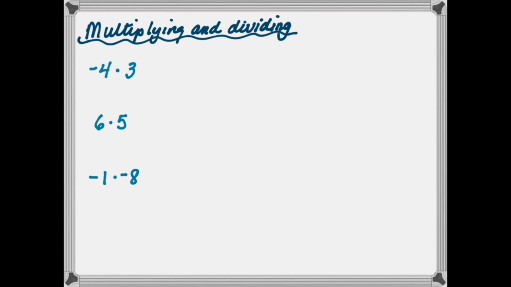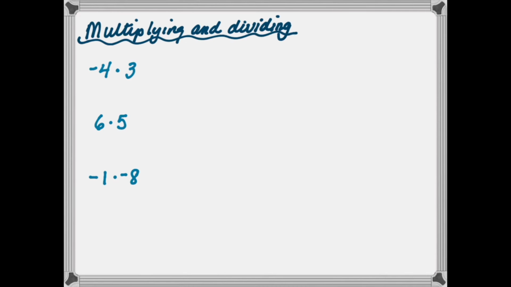The next thing we have to think about is multiplying and dividing numbers that have a mix of positive and negative signs attached to them. If we look at the first problem here, we have negative 4 times positive 3. I can see that that 4 has a negative in front and that 3 doesn't have anything, so we assume that to be a positive.